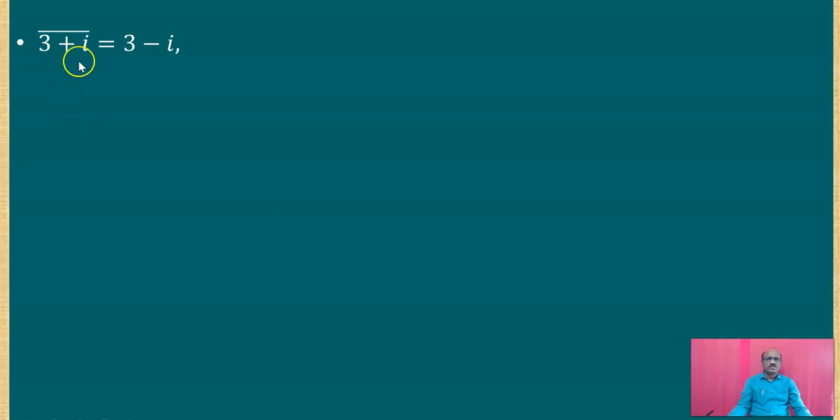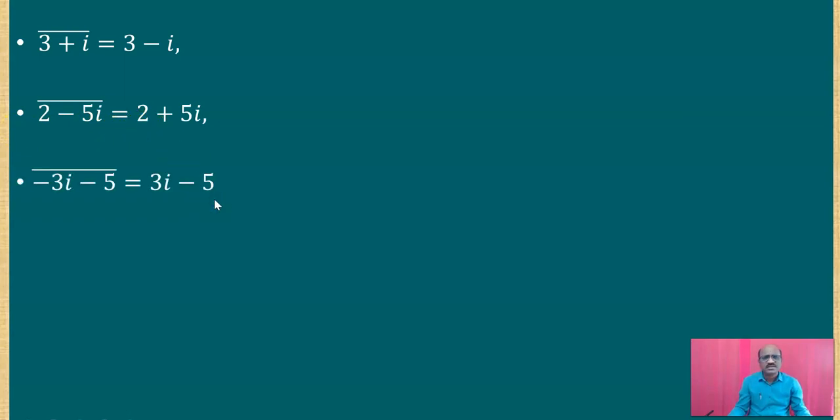Next, the conjugate of 3 plus i is 3 minus i. The conjugate of 2 minus 5i is equal to 2 plus 5i. Change the sign of only the imaginary part. That is, the conjugate of minus 3i minus 5 is 3i minus 5.